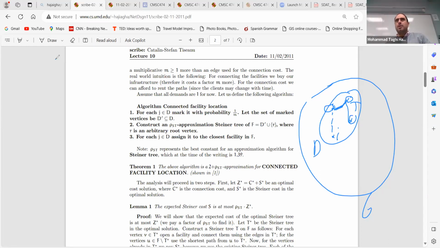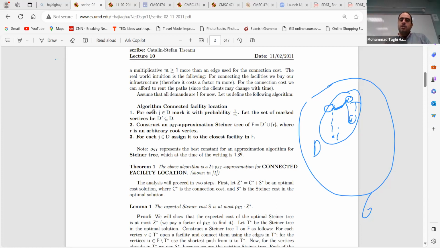So what is the algorithm? As I mentioned, it is connected facility location, an interesting problem which is related to three problems: facility location, Steiner tree, and the rent or buy problems that we talked about. So what is the algorithm for that? This is essentially a paper from STOC, by Anupam Gupta, Tim Roughgarden, and Amit Kumar, from 2003.